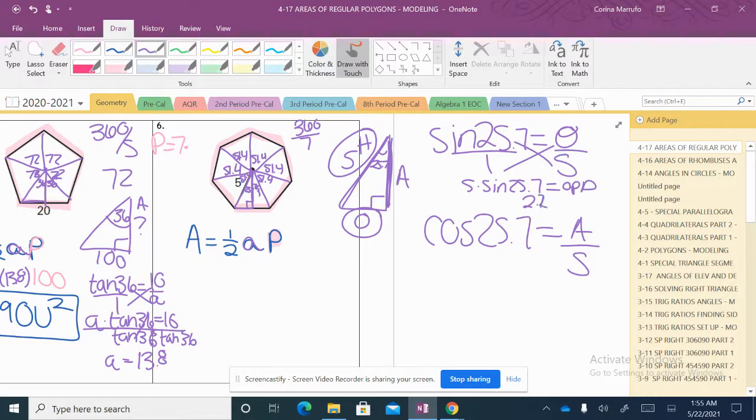Okay, and that gives me 2.16, so 2.2 is my opposite side. And then this one, when I put it over 1 and I cross multiply, I get 5 times cosine of 25.7 equals my adjacent. And that gives me 4.5. Okay, so my adjacent side happens to be my apothem. So instead of A, I'm going to put 4.5.